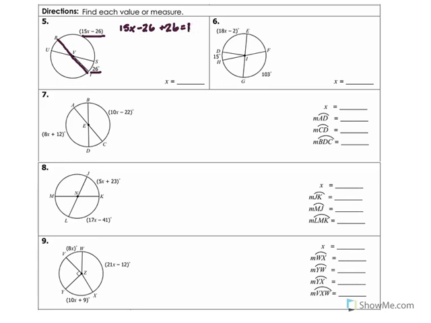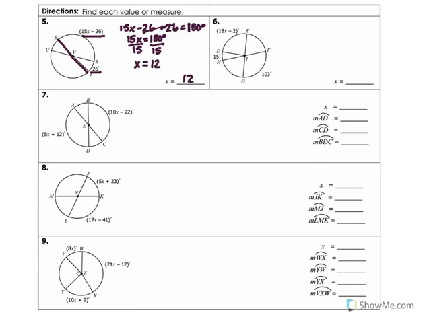So then these two go away, and we just have 15x equals 180 degrees. We need to divide by 15, and we get x equals 12.